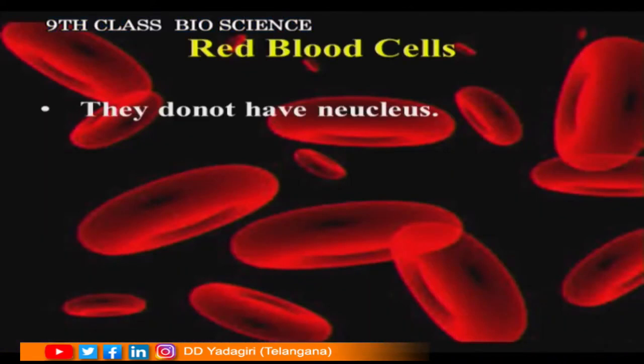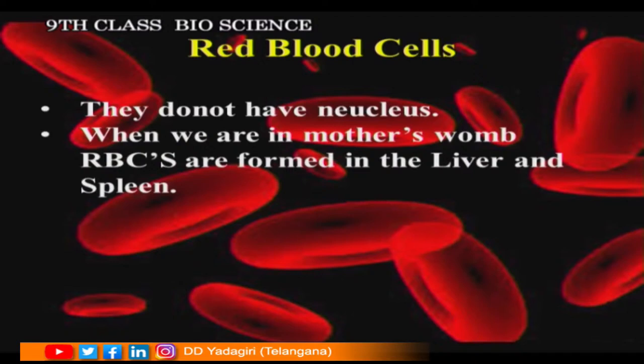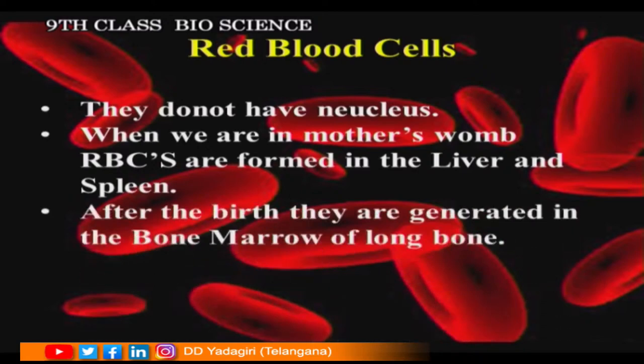What about red blood cells? Do they have a nucleus? No, it is a cell but it does not have a nucleus. Then where are they formed? Actually, when the baby is in the womb, the red blood cells in the small fetus are produced in the liver and the spleen. After birth, the red blood cells are produced in the bone marrow. You know what is bone marrow? Yes. Inside the bone, the red blood cells are produced.